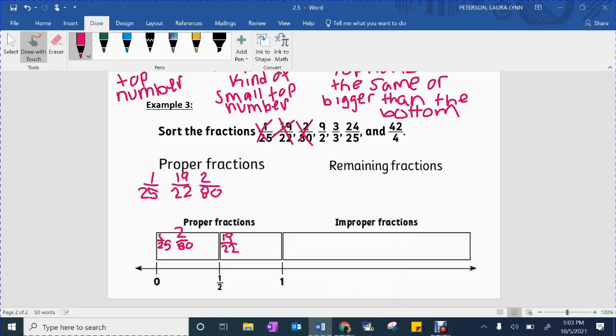We now have 9/2. Let's see, is it proper or not? Well, 9 is bigger than 2. And when you have a bigger top number, that is an improper. And I know it says remaining fraction instead of improper fraction. That's okay. Let's still just put it on the other side. So that would be 9/2. Well, 9/2, we know it's improper, so let's just put it into our improper box. And cross it off your list.